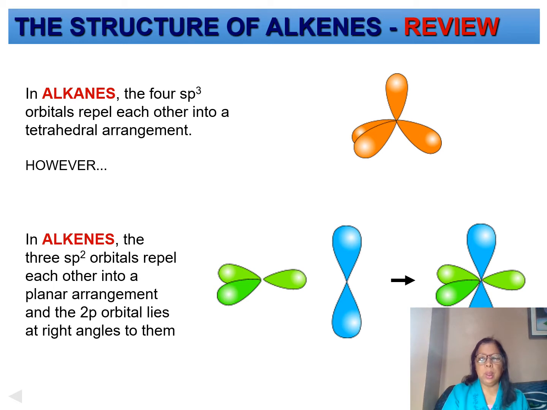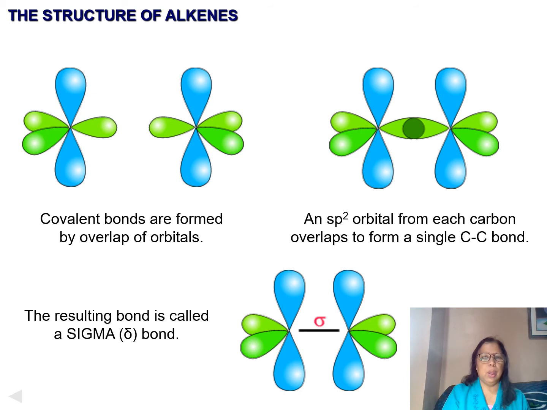This one will be bonded with another CH3. So you have here, this lobe will be attracted to here, forming your sp2 orbital, and then resulting in a sigma bond. So this is your alkene.